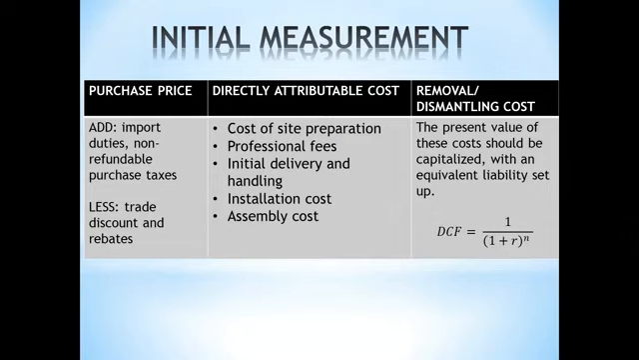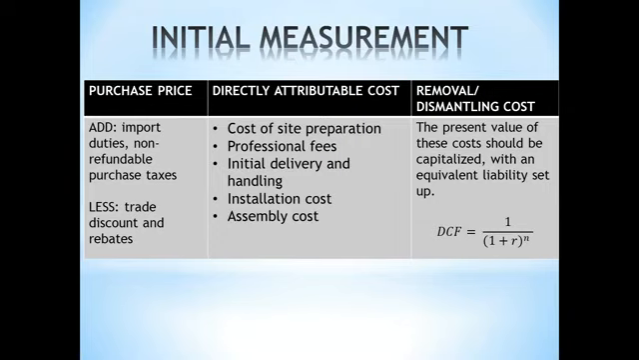Secondly, we have directly attributable cost. This cost must bring the particular asset to its present location and condition. And with directly attributable cost, you wouldn't incur it if you didn't acquire that particular item of PPE. Let's look at some examples. Here we have cost of site preparation, which comes in when you are constructing a building. If you are constructing a building, you need to clear the site. This cost of site preparation would not have come into being if you didn't have the intention of building.